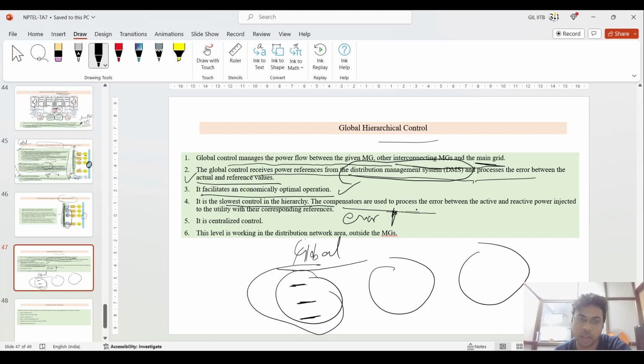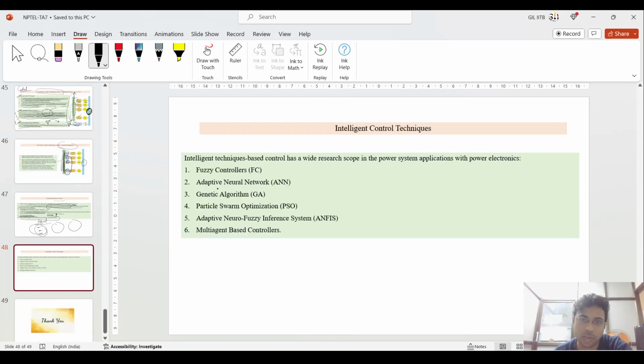So for that it also takes time, and it is a centralized control. And this level is working with the distributed network, that is outside of this microgrid's MES, outside of the MGs.